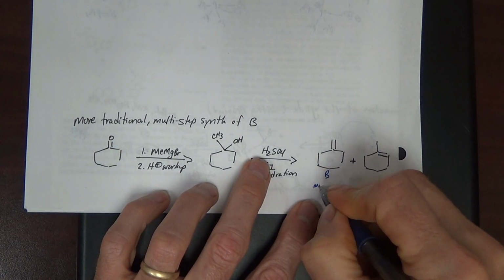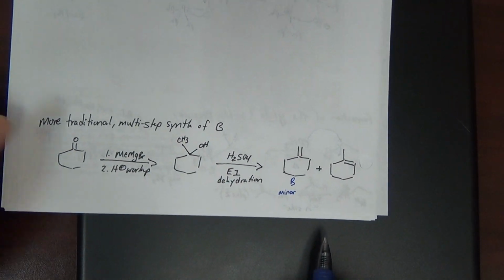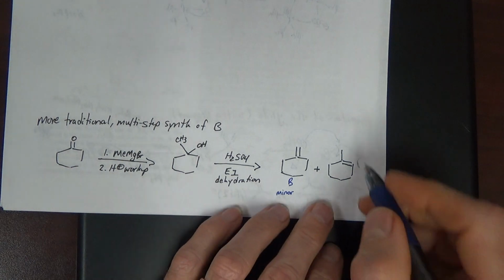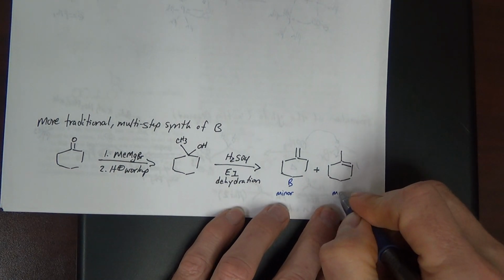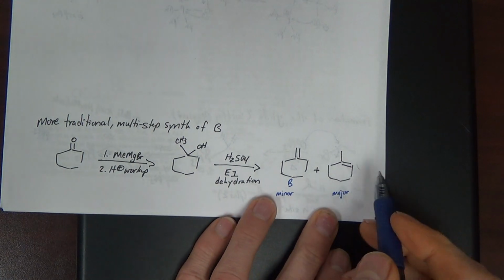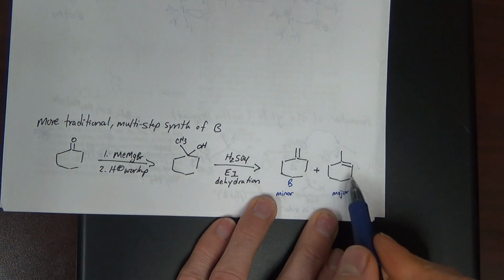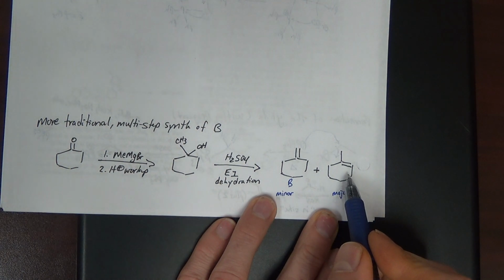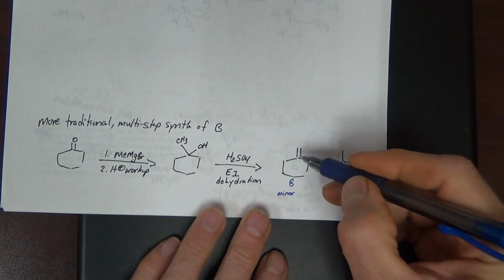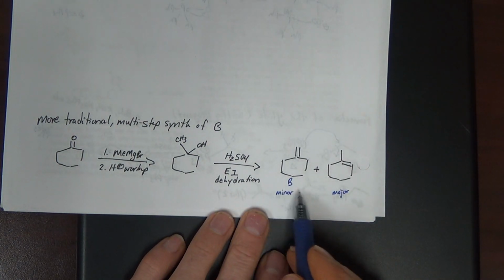Problem is that would be a minor product. That would be the Hofmann product. The major product would be this alkene, the Zaitsev product, because this is a tri-substituted alkene and that's a di-substituted alkene. So actually B would be a minor product here.